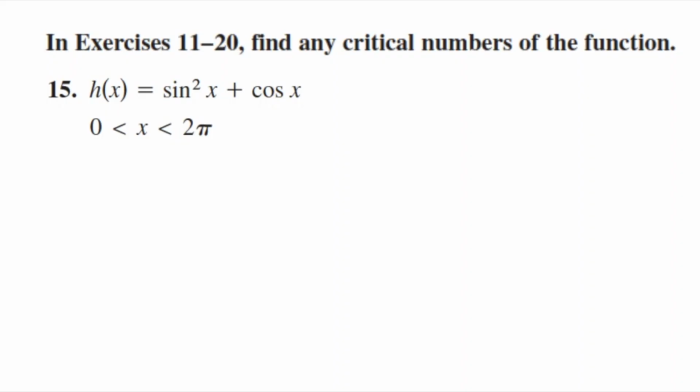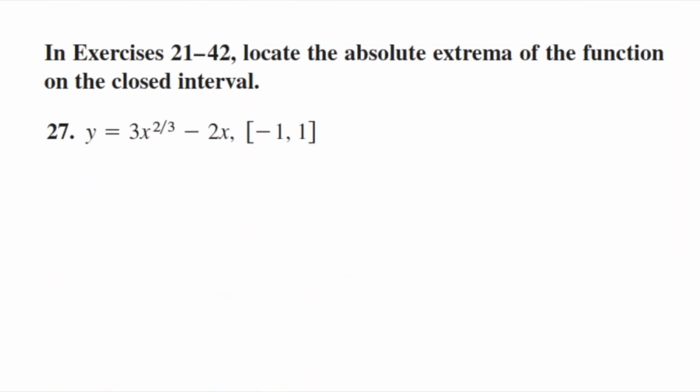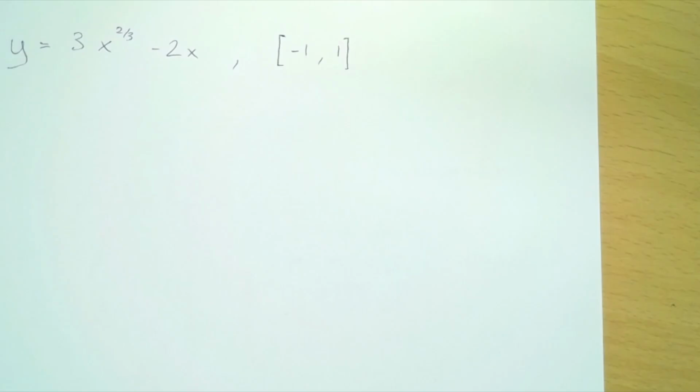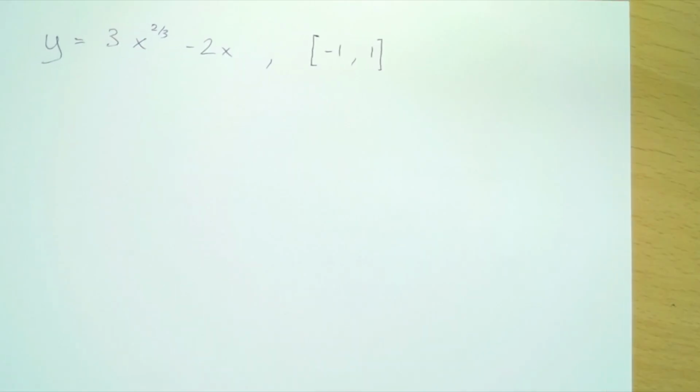Finally, we're going to look at one more exercise, which is question 27. In exercise 27, we're supposed to locate the absolute extrema of the function on the closed interval. So here we have a closed interval. How does that impact our work?